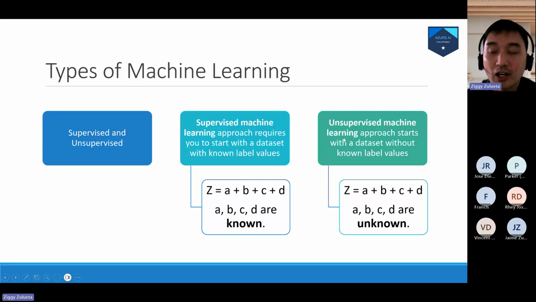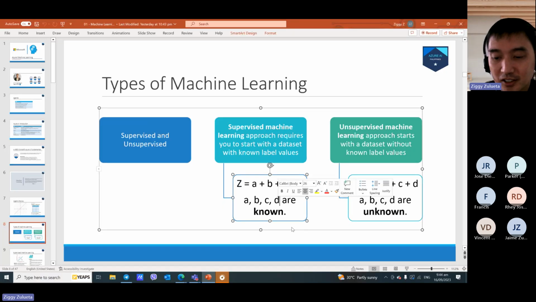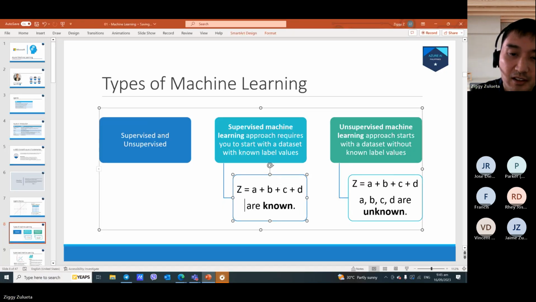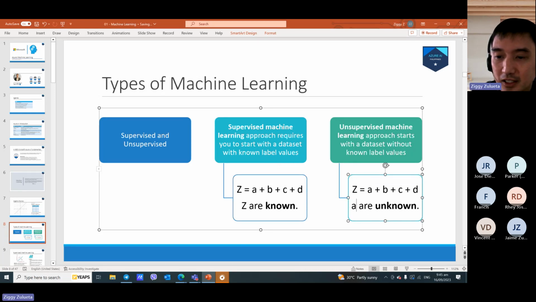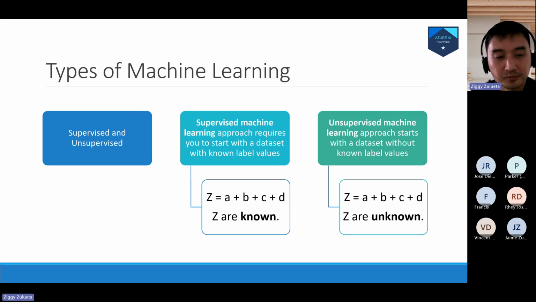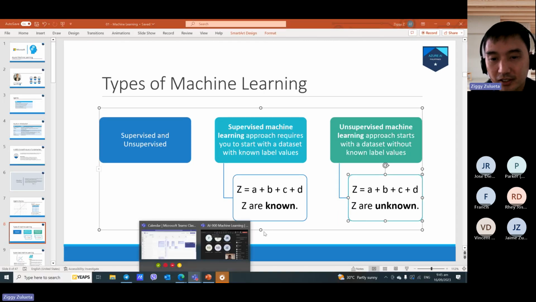Now, for unsupervised machine learning, the issue here is that you don't know the result. You have the variables, but the results are unknown. Sorry, I made a mistake here. Let me just fix this slide here. Okay. Hold on, somebody just joined.